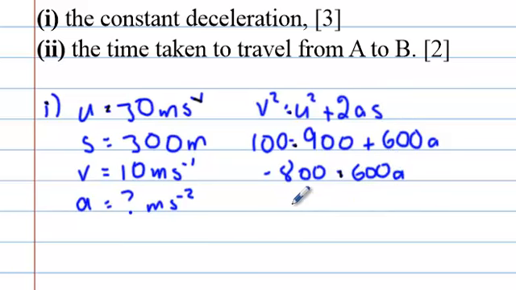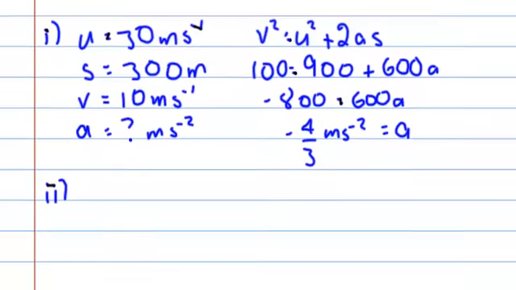Divide through by 600, we'll get negative 4 over 3 meters per second squared for the acceleration, which is what we expect. It said it was deceleration and we've got a negative value. For part 2, we want the time taken to travel from A to B.